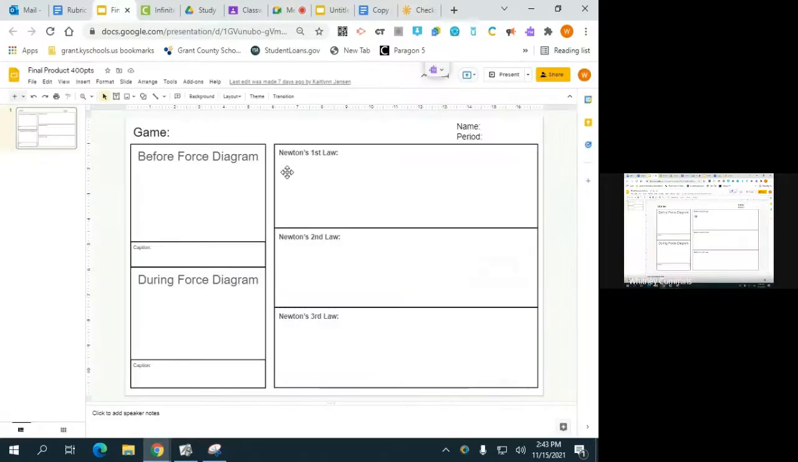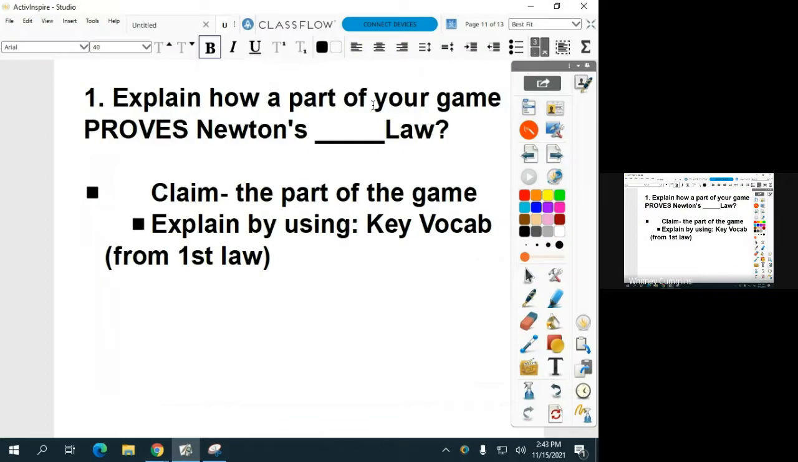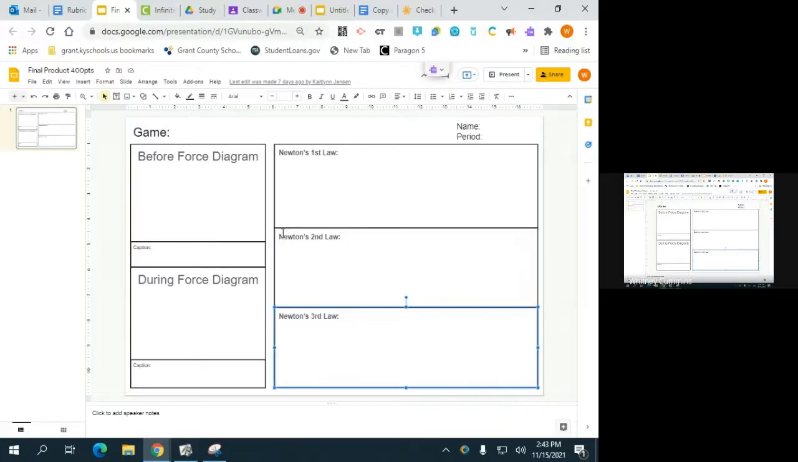Okay. Because when we come to our final presentation, you have to do the same thing about Newton's three laws. Okay. So explain how part of your game proves Newton's blank law. You'll give me a claim and you'll explain it by using the key vocabulary. So in Newton's first law, what part of your game shows me Newton's first law? And then explain it by using key vocabulary. Now, I said to make sure you use the claim because we want to be good writers and we want to make sure that the reader knows we're talking about Newton's first law. It also helps you catch mistakes too. So you're going to do the same thing for all three of Newton's laws.